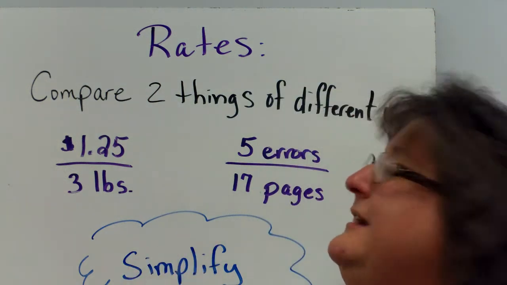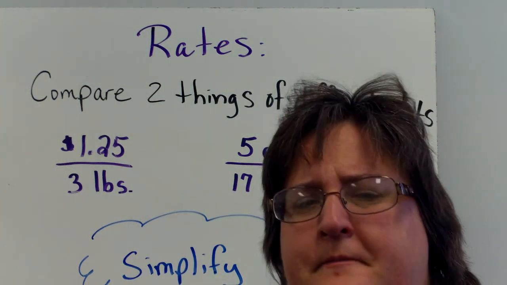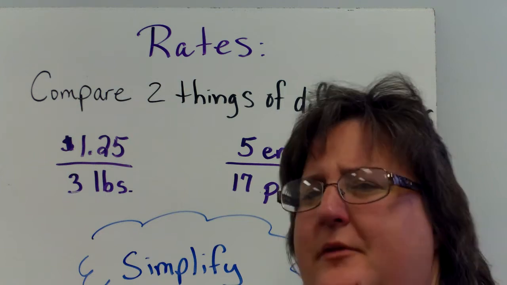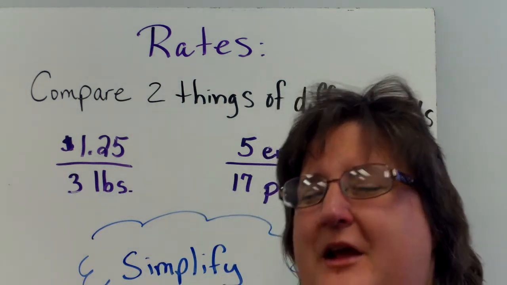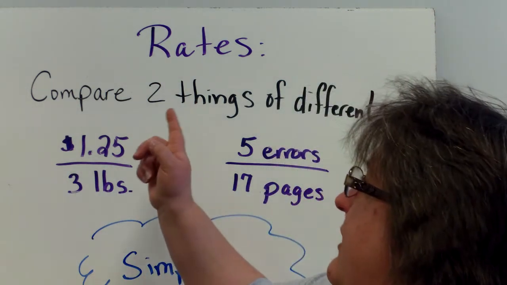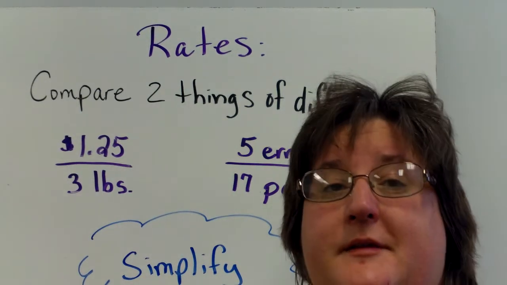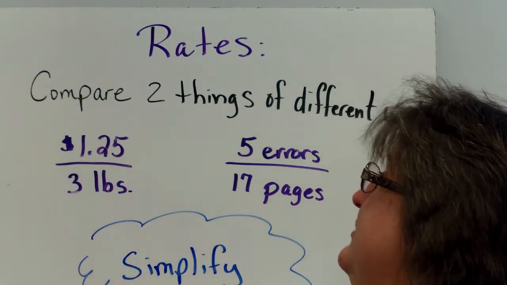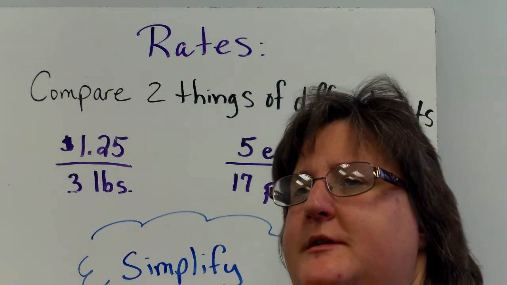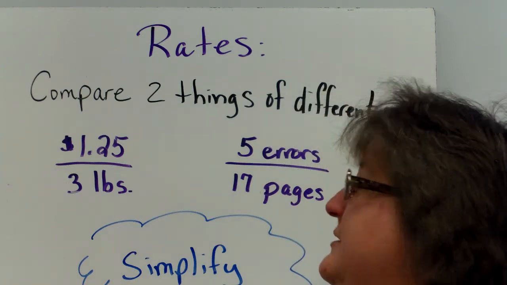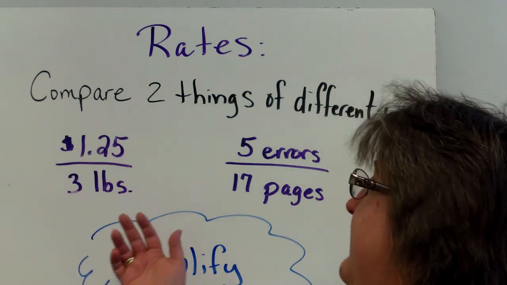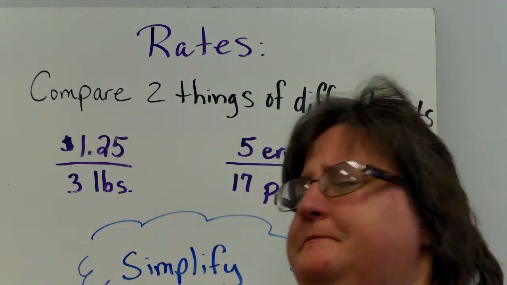Our topic right now is going to be dealing with rates. Rates, a lot of people think they're just ratios. Well, they're a specialized ratio. A ratio compares two things of the same units. A rate compares two things of different units. Feet per second, miles per hour, price per pound, errors per page.